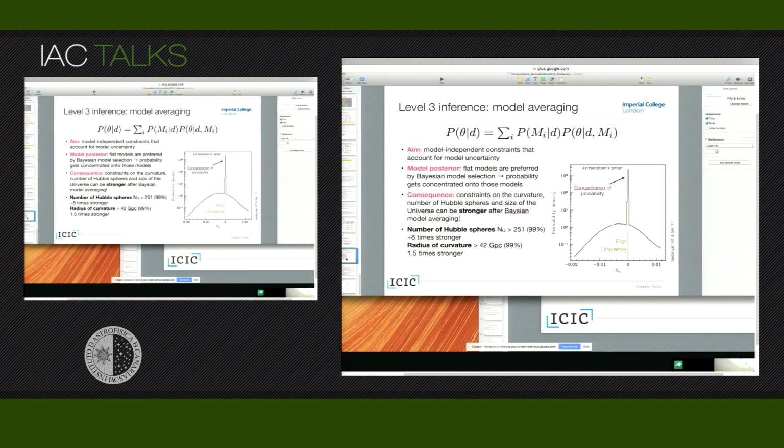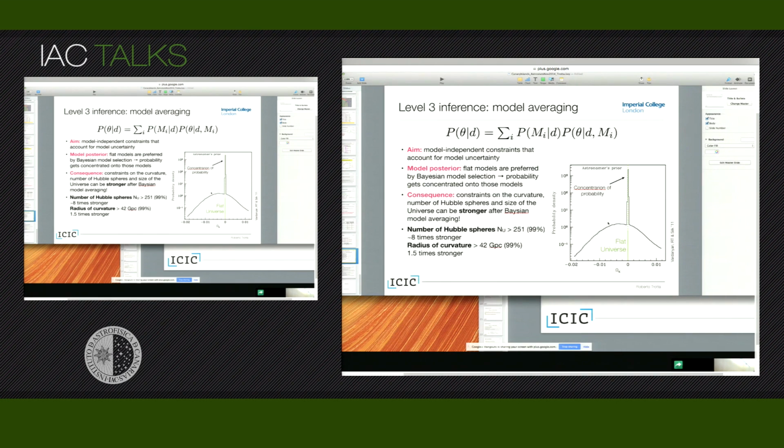I just want to mention this very quickly because I've talked about Bayesian model averaging. I don't have time to go into the details. You can then take this one step further to obtain model-independent constraints that account for model uncertainty. In this example here, I'm doing Bayesian model averaging for the curvature parameter of the universe. Here's the reference, the paper by myself, Joe Silk, and Joe's student, Miran Vardanian.